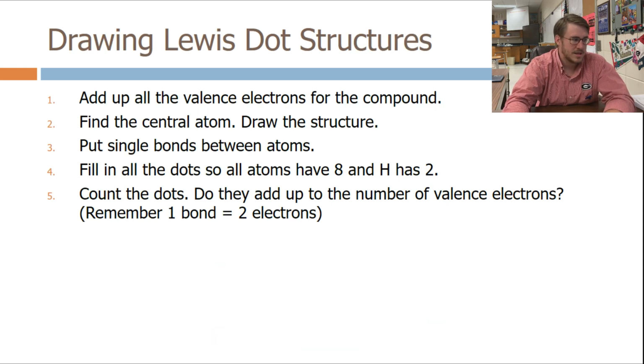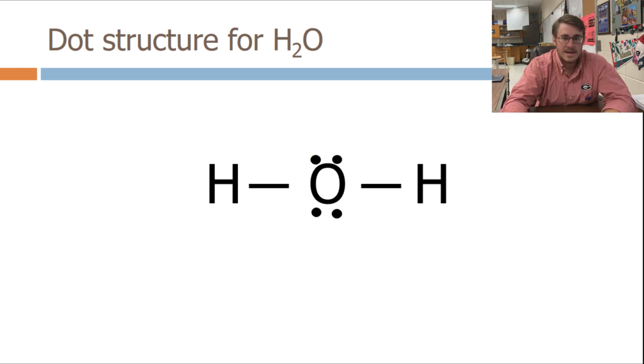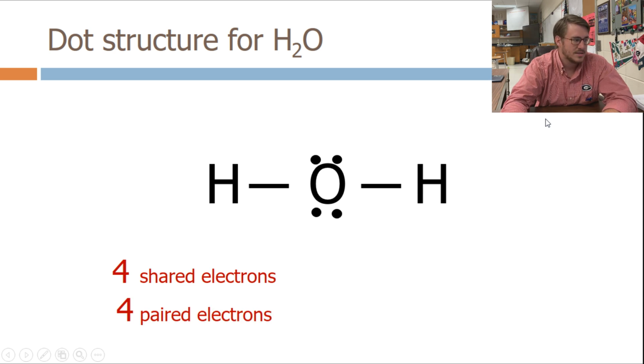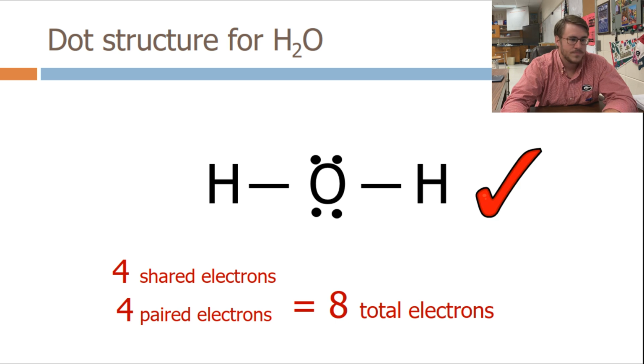Wait, we have one more step. The last step is to count the dots and make sure they add up to the total. Remember the total we found in step 1? The total was 2 hydrogens and an oxygen, which is 6 and 2, making 8 total. So we need to make sure we have no more than 8 in our final picture. Turns out 1, 2 in the bond, 3, 4, 5, 6, 7, 8 in the other bond and the dots adds up to a total of 8. 4 pairs equals the total. That was our total that we first counted on.